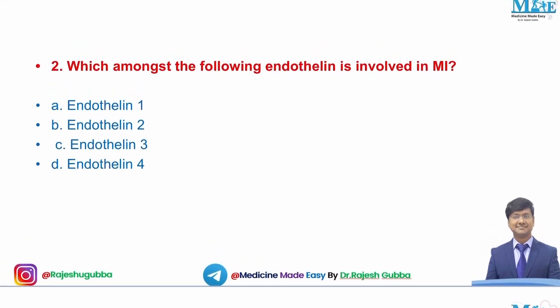Which among the following endothelins is involved in myocardial infarction: endothelin 1, 2, 3 and 4? The one which is involved in myocardial infarction is endothelin 1. Why? Because endothelin 1 is a potent vasoconstrictor. Due to excessive vasoconstriction, the coronaries will not be able to supply blood to the myocardium, resulting in myocardial ischemia and ventricular dysfunction. So the answer is A.